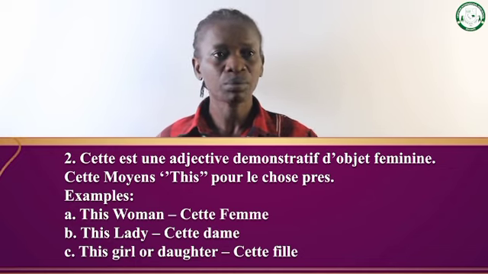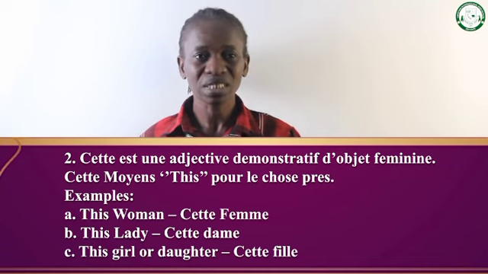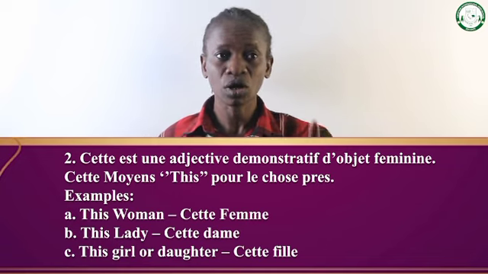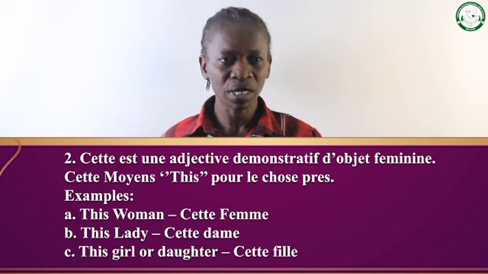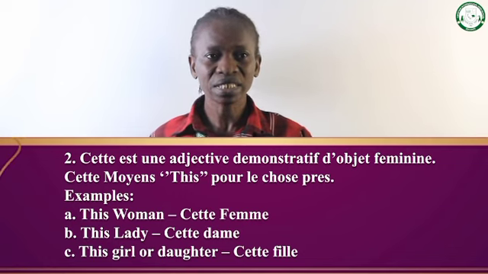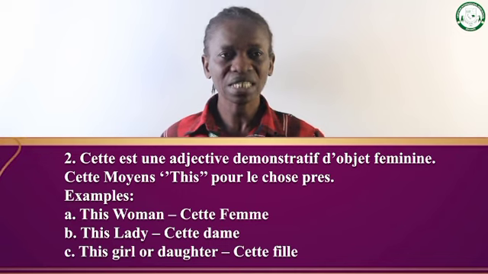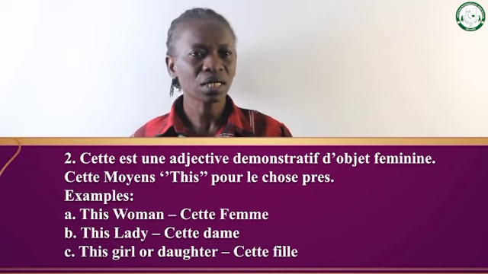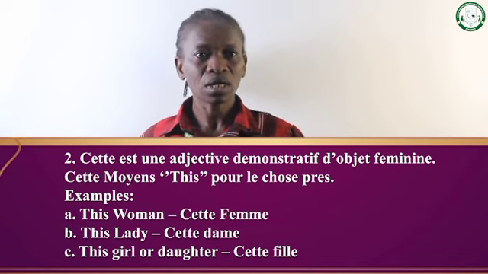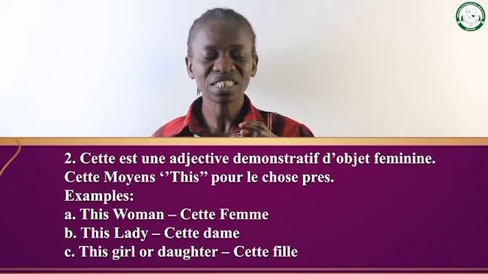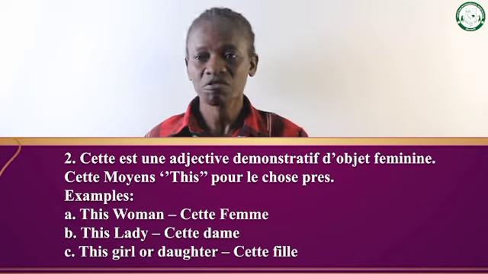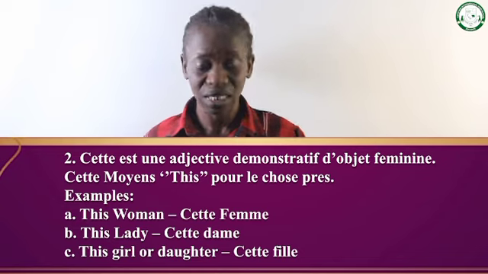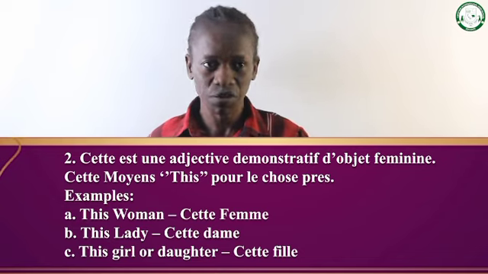And an example is this woman, cette femme. We pronounce that one fully because it is a vowel sound that is following it. But that one, cette femme. Then example B, this lady, cette dame. And the third one is this girl or daughter. This girl or this daughter means the same thing in French. That is cette fille. The best way for you to pronounce that in terms of dictation is cette fille. But in Nigeria, we accept it if you pronounce it cette fille. Il n'y a pas de problème.